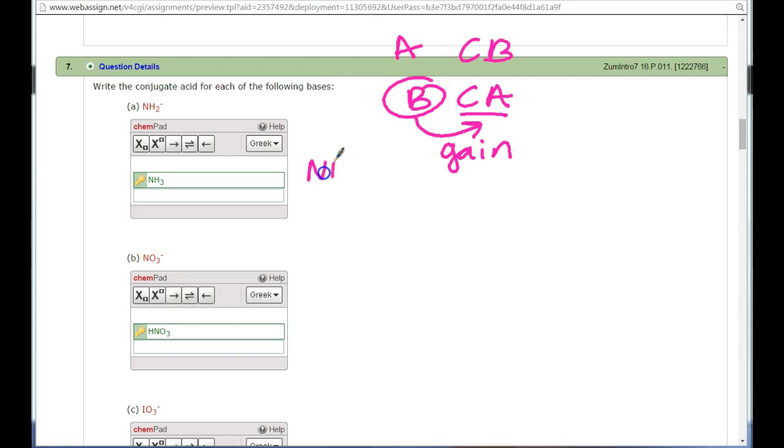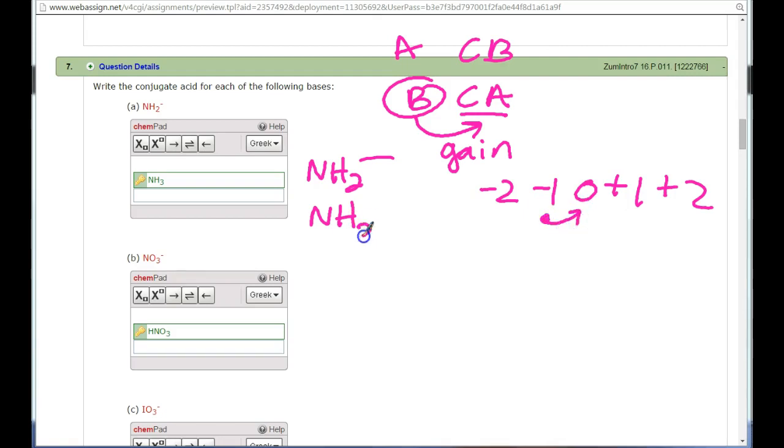So in this very first one, we're starting with NH2 minus, and let's think of a number line: 0, plus 1, plus 2, minus 1, minus 2. We add an H, and H's are positive. And so when you add, you're going one more positive on the number scale. So you started here, and you're adding one, so you're going to neutral. So your answer is NH3.